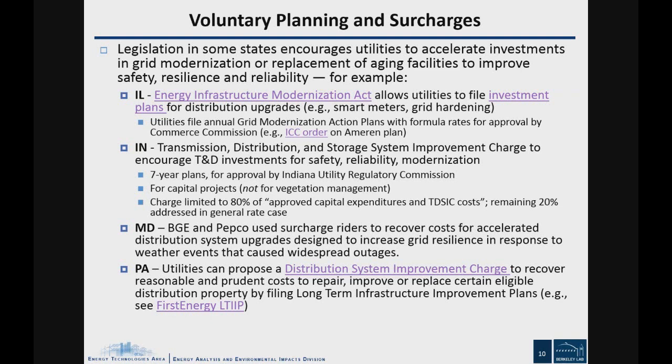In Maryland, the Commission used rate surcharges to allow accelerated investment to replace feeders after widespread outages in response to weather events. And finally, in Pennsylvania, certain distribution system investments can be recovered outside of a traditional rate case, but as a precondition to that, the utility has to file a long-term infrastructure improvement plan, and eligible investments have included things like replacing aging feeders, accelerating rehab of poor-performing circuits, automation that better sectionalizes the grid to reduce the impact of outages. So now that's it, and I'll turn it over to Juliet.